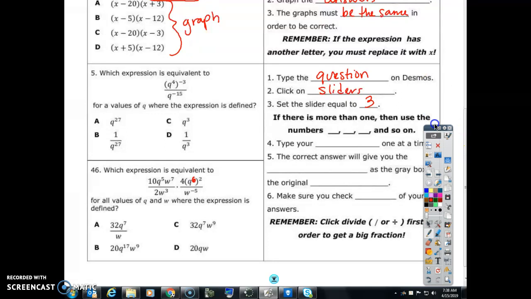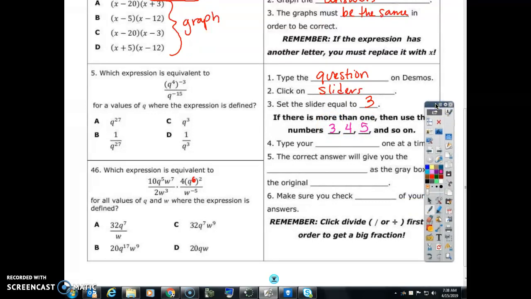If there's more than one letter, so for instance, this one you're going to have one slider, but this one you're going to have 2 sliders. You're going to have a slider for Q and a slider for W. So if you have more than one, you can set the numbers to be 3, 4, and 5, and so on, okay? Try never to use 1 or 2 or 0.